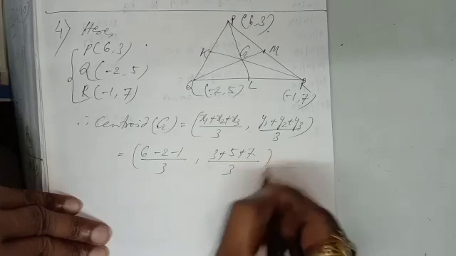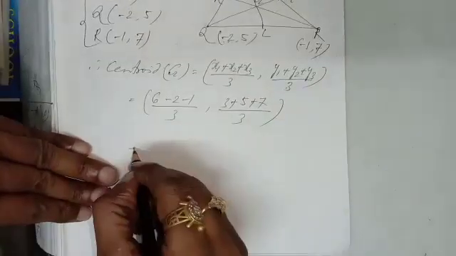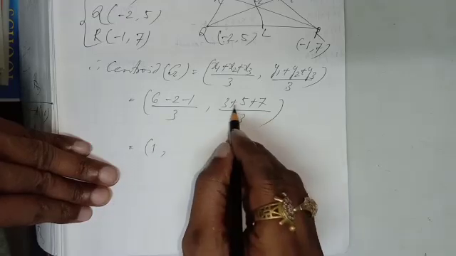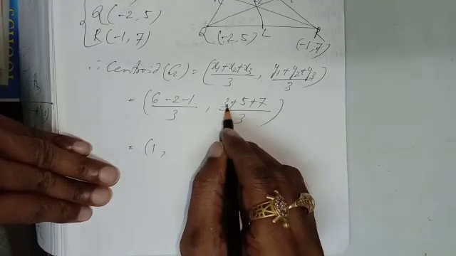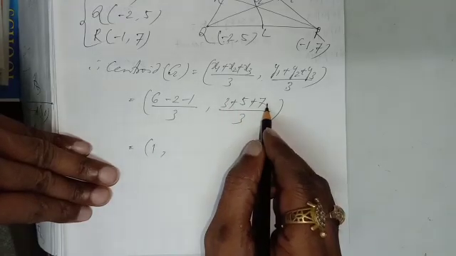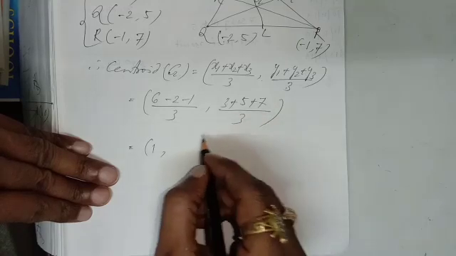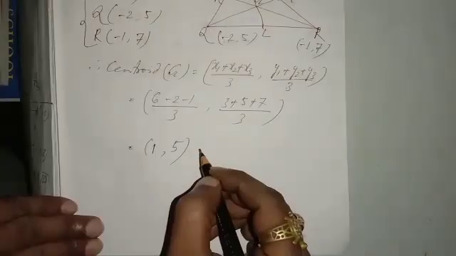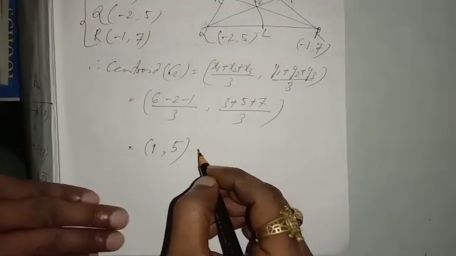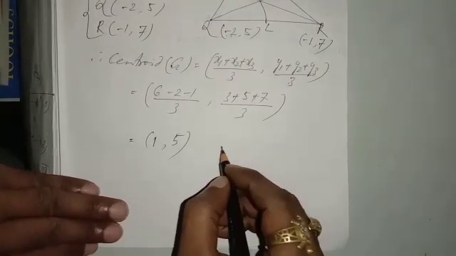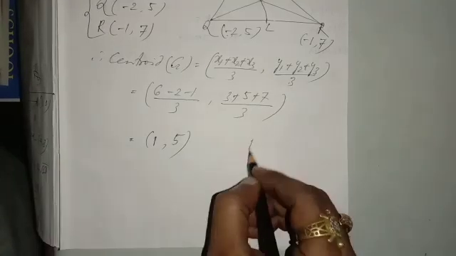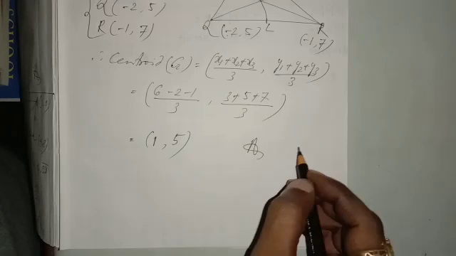Now you tell me: 6 minus 3 is 3, 3 by 3 is 1, and this is 5 plus 3 is 8, 8 plus 7 is 15, 15 by 3 means 5. So what is the coordinate of the centroid? The coordinate of the centroid is 1, 5. Okay. In this way, the centroid of the triangle is found to be 1, 5.